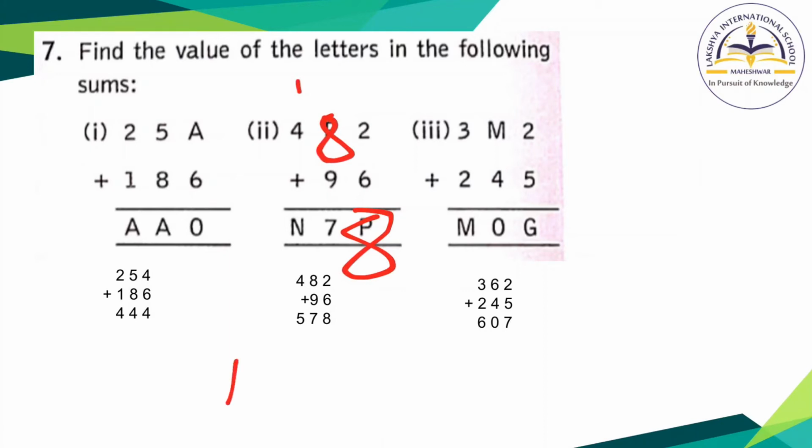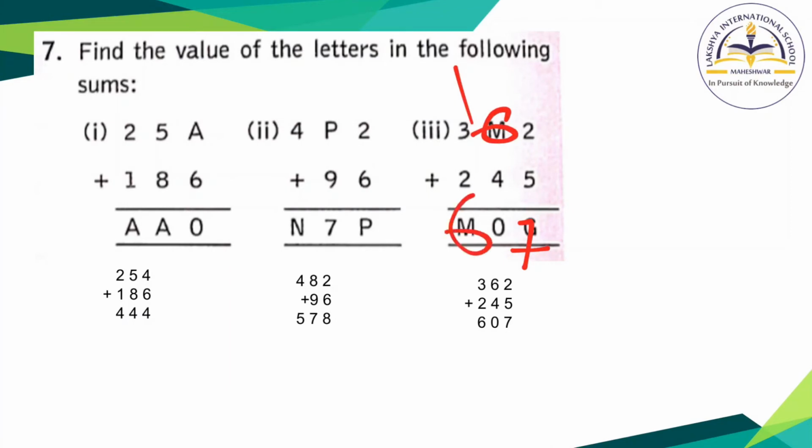Here 5. So n equals 5 and p equals 8 will be the answer. Now here 5 plus 2, that is 7. Now 4. Now you have to see, when you add 6 here, you will get 0 and 1 carry. 3, 1, 4, 4 plus 2, 6, 6. So m equals 6 and g equals 7. This will be the answer.